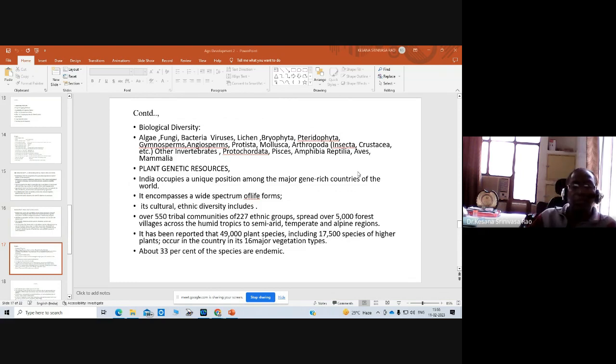Plant genetic resources also there are several, because India occupies a unique position among the major gene-rich countries of the world. It encompasses a wide spectrum of life forms. Its cultural ethnic diversity includes over 550 tribal communities, 227 ethnic groups spread over 5,000 forest villages across the humid tropics to semi-arid, temperate, and alpine regions.